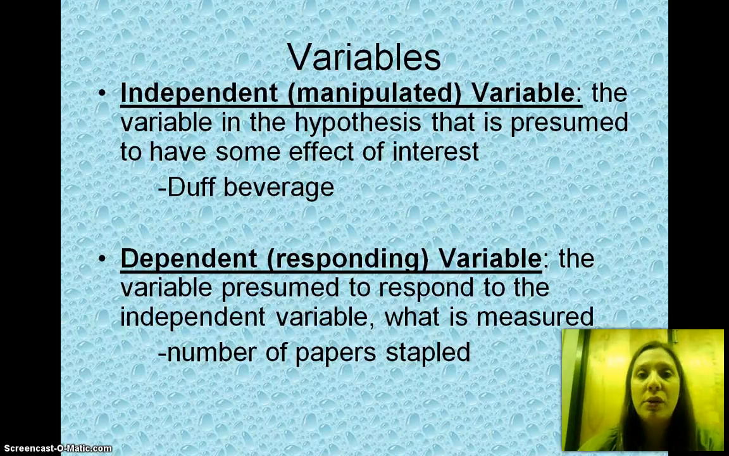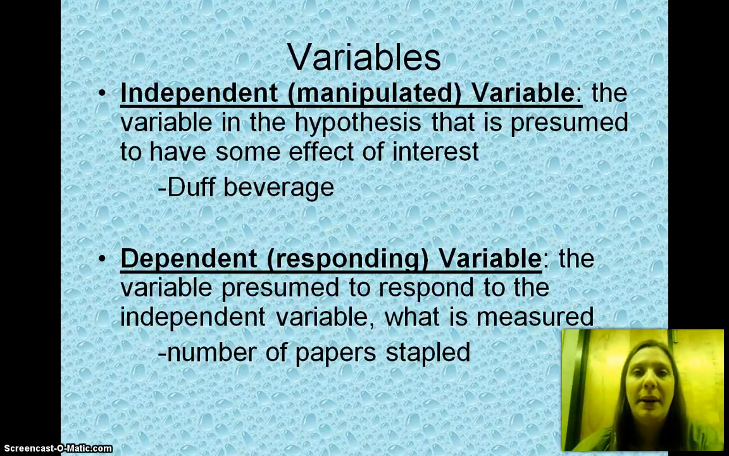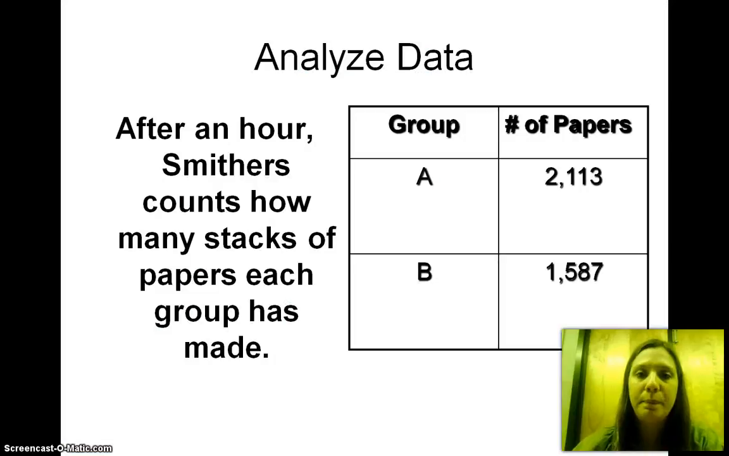Now, of course, we also have controlled variables. So there's lots of things that were controlled. Both the groups are the same size. There was a random selection of workers. Okay, they were all stapling at the same time. So there's a lot of things that are then controlled and presumed to not be causing whatever the effect is, or the dependent or responding variable.